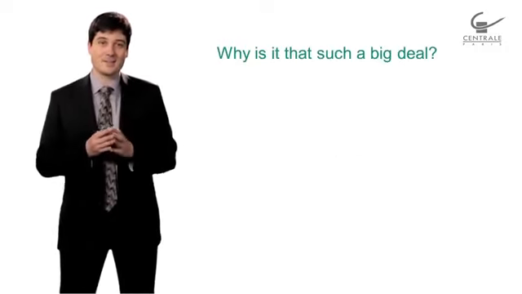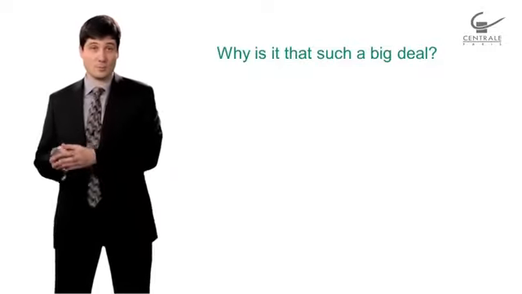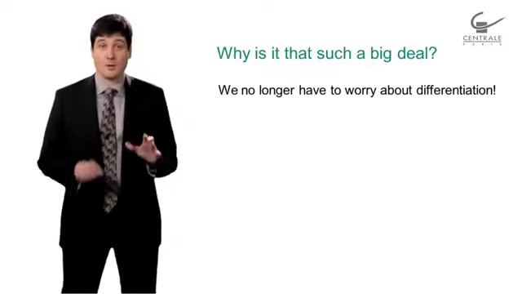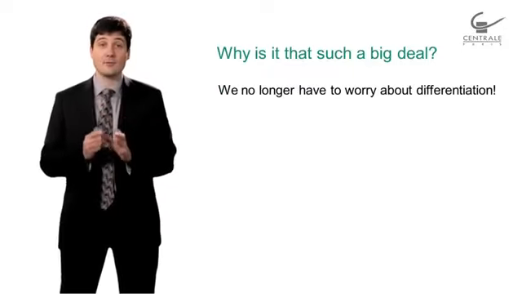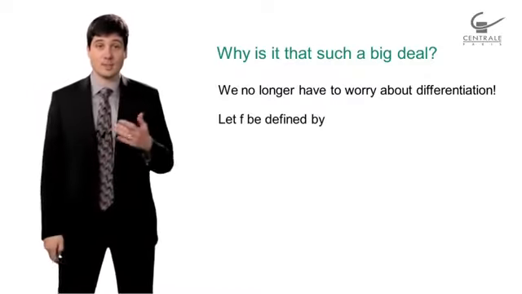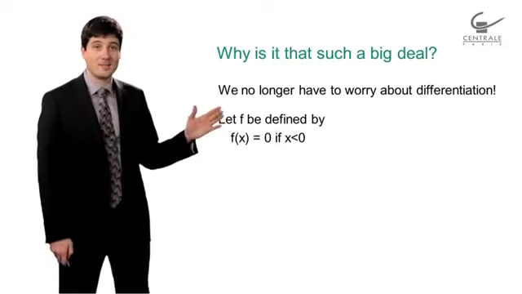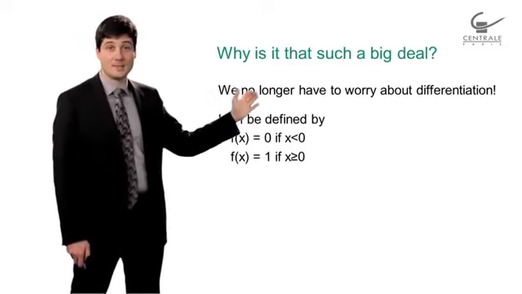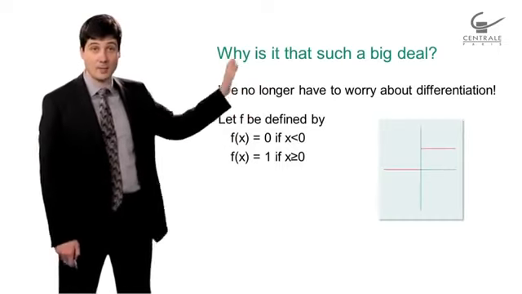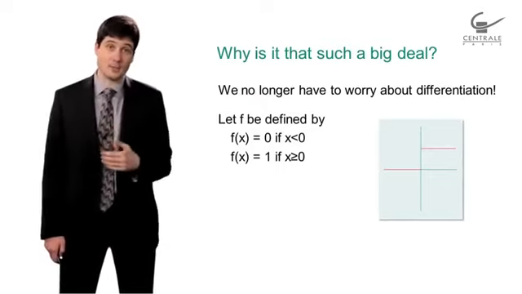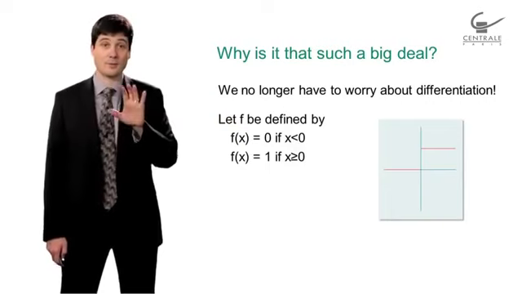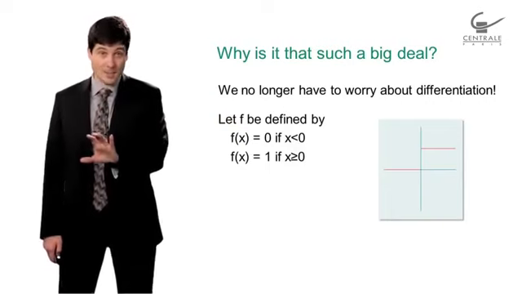Why is it such a big deal to have distributions? Because you can differentiate as much as you want. You no longer have to worry about whether it is differentiable or not. Let's actually look at this example. F is defined as 0 if x is smaller than 0 and 1 if x is greater than 0. So what you have is this function here in red. Now, you know, if you do calculus, that you cannot differentiate at 0. You don't have a derivative at 0. Now, with distributions, you can differentiate.